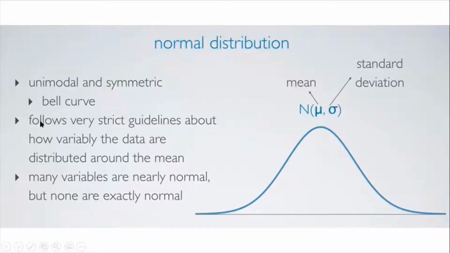And in order for us to call this a normal distribution, there are very strict rules about how variable the data should be, and how the data should spread.